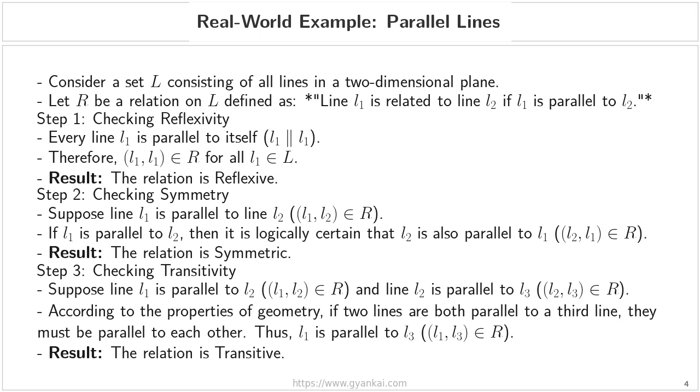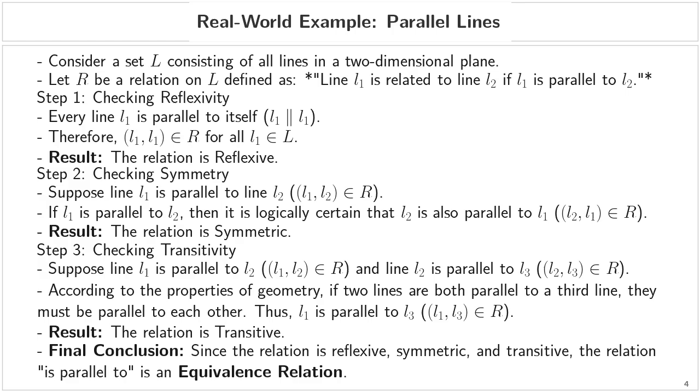Finally, we proceed to step 3, checking for transitivity. Suppose we have a scenario where line L1 is parallel to line L2, and line L2 is parallel to line L3. According to the fundamental properties of geometry, if two lines are both parallel to a third line, they must be parallel to each other. This implies that line L1 is parallel to line L3, meaning the pair (L1, L3) belongs to the relation. Therefore, the relation is transitive.